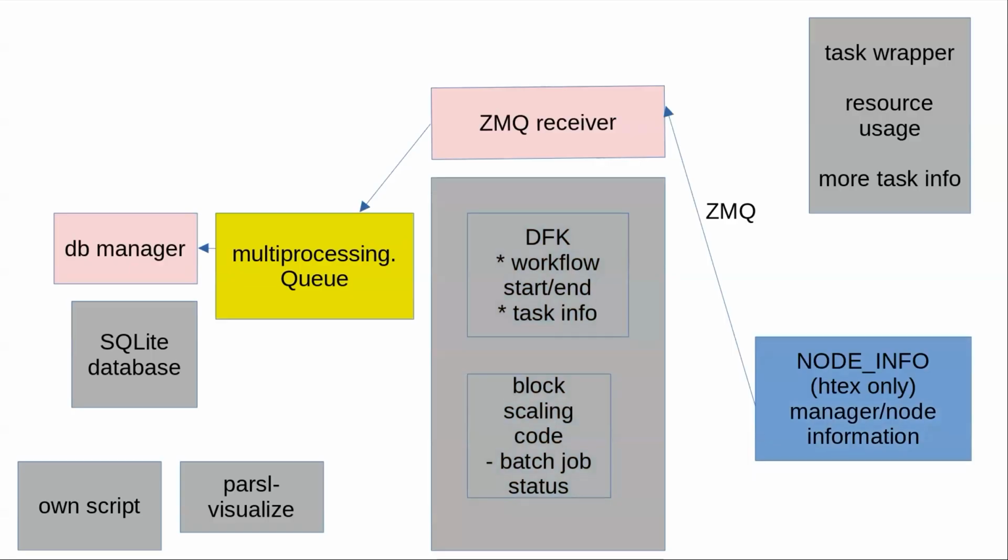Other processes that are running elsewhere can't do that. The HTEX interchange, for example, wants to make a node info message every time a worker pool registers a new node, and that gets passed over ZMQ, which is the standard protocol that most of Parsl uses. That goes to this pink process at the top, a ZMQ receiver, which is running in the submit side group. All that does is gateway ZMQ messages into this queue and onwards to the DB manager.